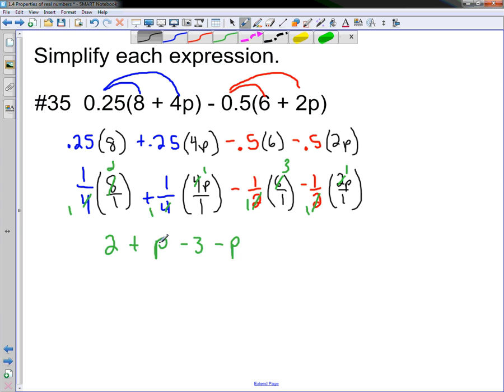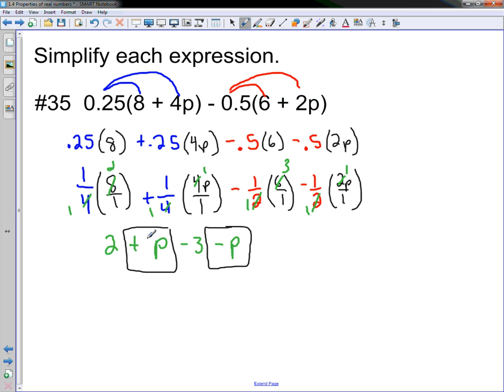Again, find like terms. Well, 1p minus 1p is 0p, or they're gone. 2 minus 3, find the difference, keep the sign of the one that is further from 0. So that's working through the distributive property, combining like terms.